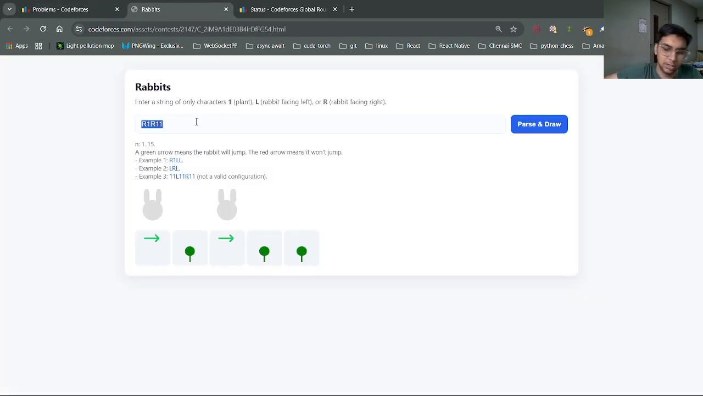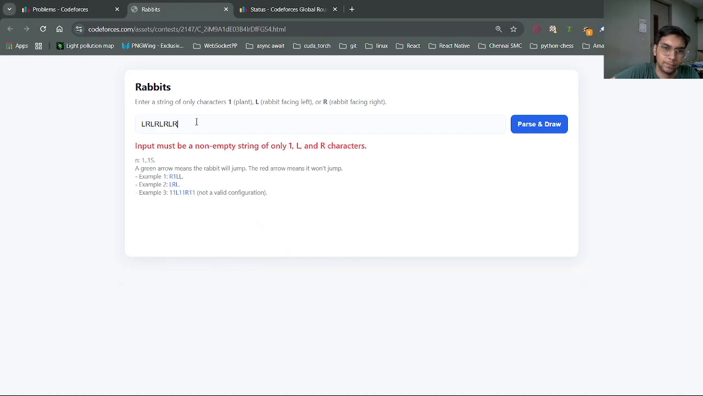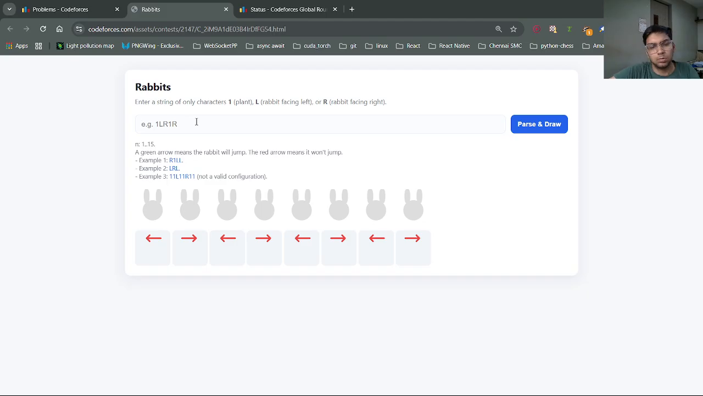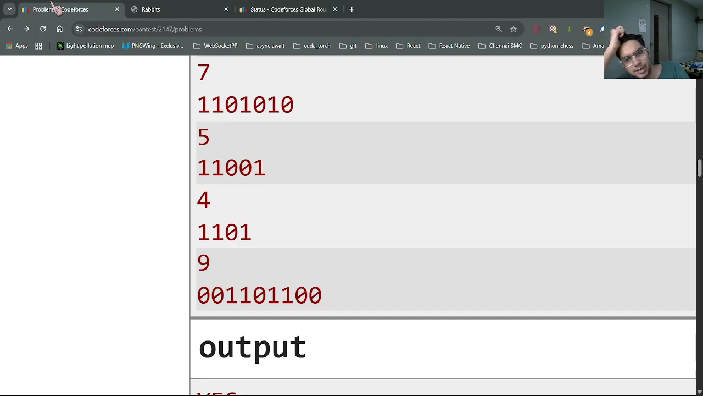So the thing is that if I have LLLL, नहीं होगा, right? Yep. If I have LLL, तभी भी नहीं होगा. If I have RLRL, RRR. So LRLRLR. Okay. So, right.